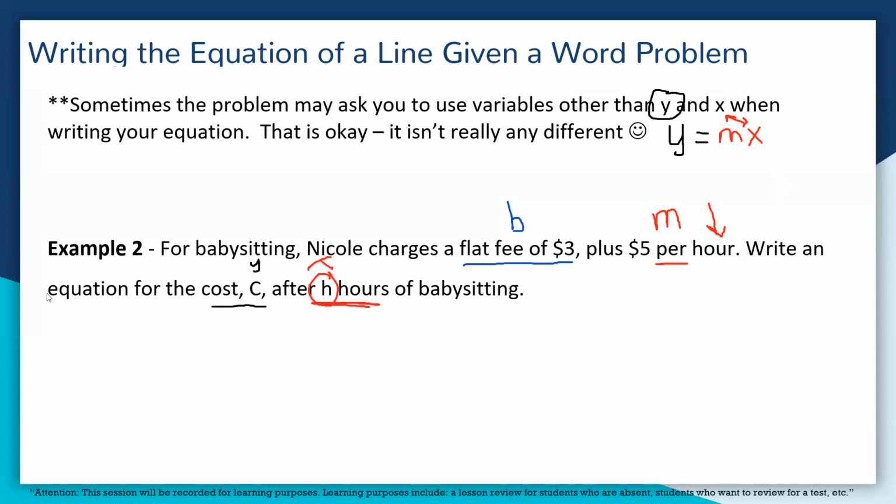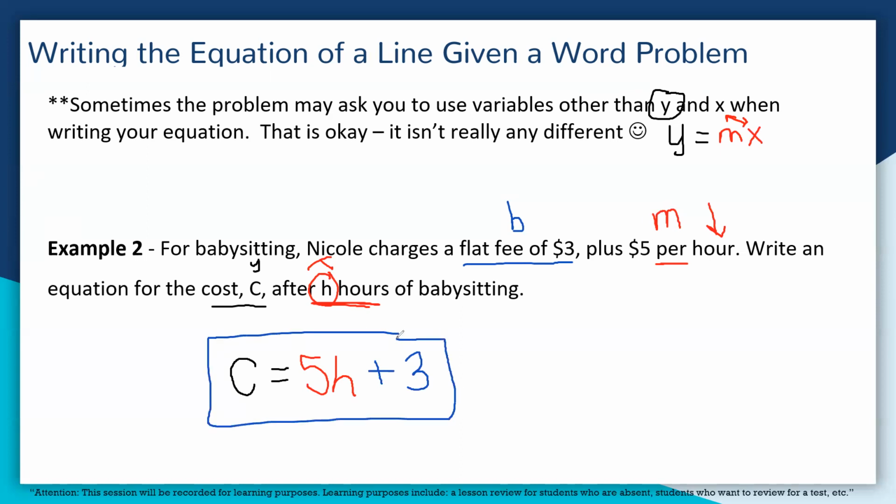So let's piece this all together and write our equation here. Instead of Y equals, it's C equals because it's our total cost. And then we have $5 per hour. So instead of 5x, oops, I almost wrote 5x, it's 5h. And then they also have to pay $3. That's an additional fee. It would be plus 3. That's 3 extra bucks. There is our equation.